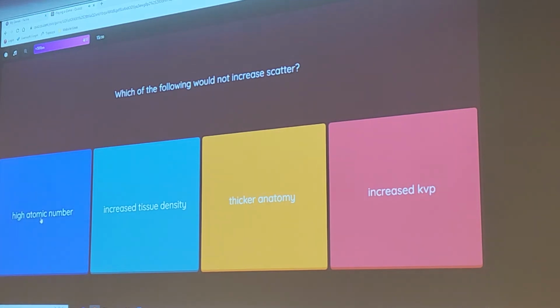I wasn't here when you talked about that. Right, so one of the properties that we talked about is that atomic number affects absorption, but it does not affect our Compton scatter. Atomic number affects photoelectric absorption, but it does not affect Compton scatter.